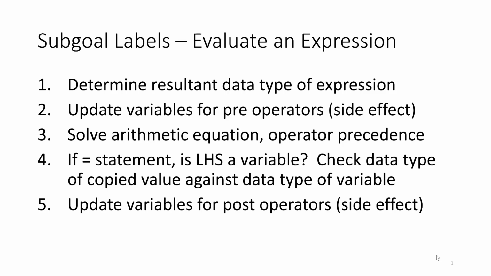This is the second example of using subgoal labels to evaluate an expression in the Java programming language. In the examples in this video, we will use subgoal 1, determine the resultant data type of the expression, subgoal 3, to solve the arithmetic expression using operator precedence, and subgoal 4, if there is an assignment statement, is the left-hand side a variable, then check the data type of the right-hand side value against the data type of the variable.